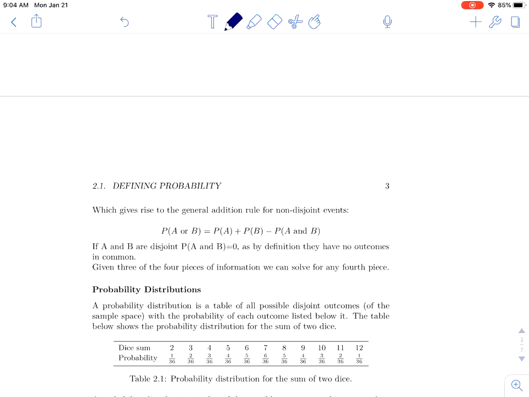So in terms of what we have to do for answering questions with this stuff, I'll give you 3 of these 4 pieces in a question, in a blurb. So the probability of this is this, the probability of this is this, and the probability of this is this, and then you'll have to solve for the 4th one. And it can be any one of these 4 values.